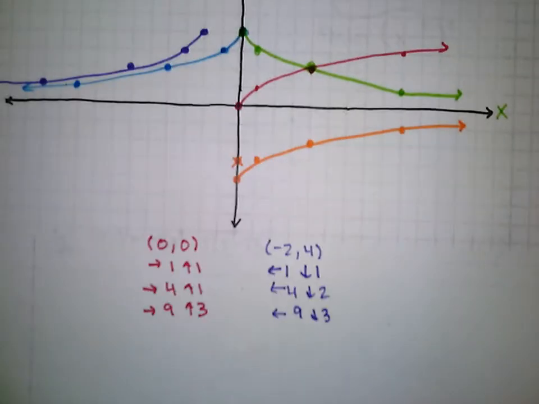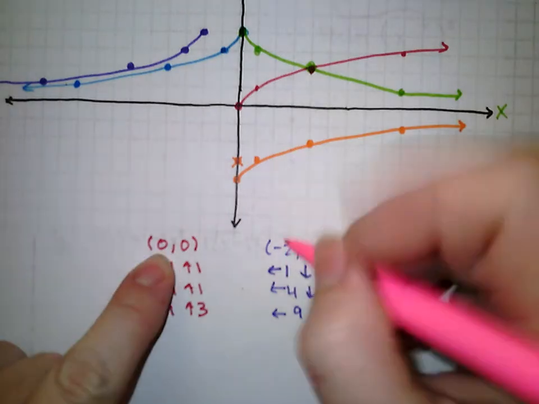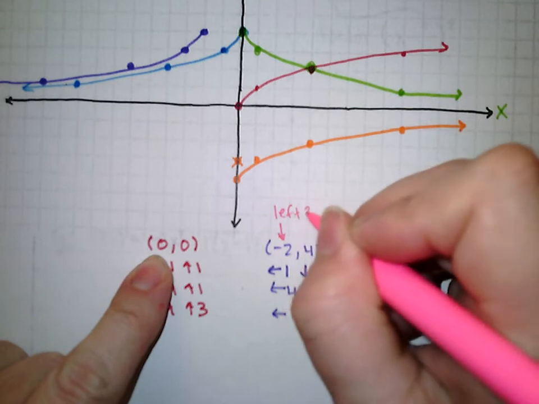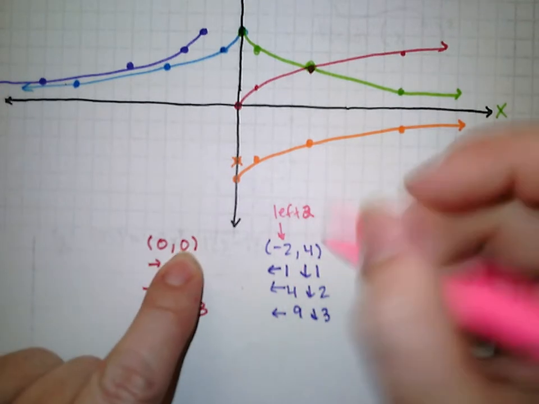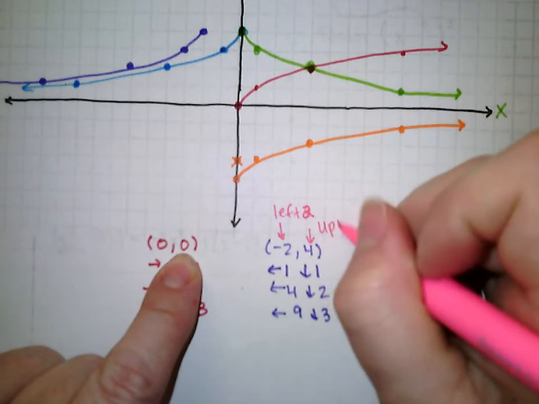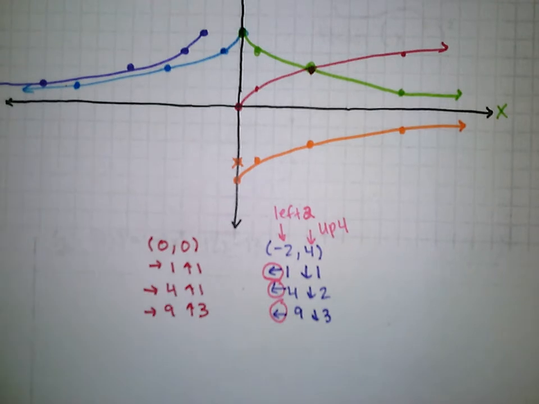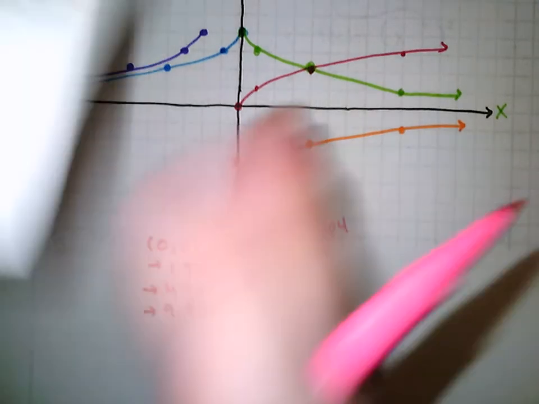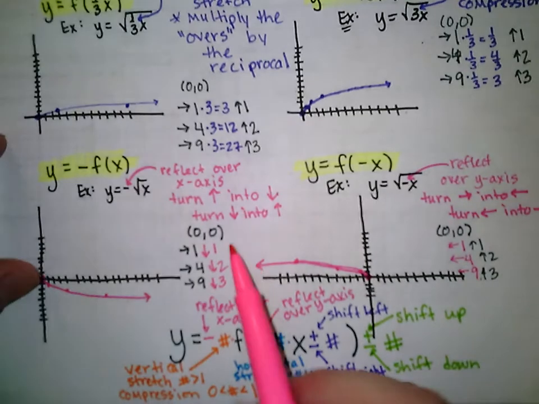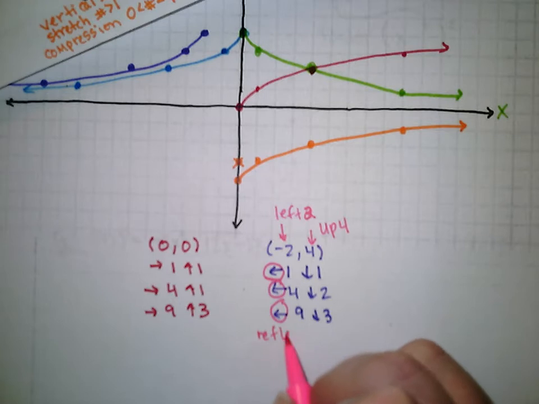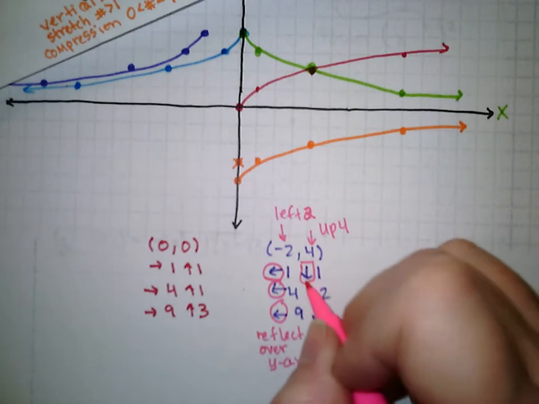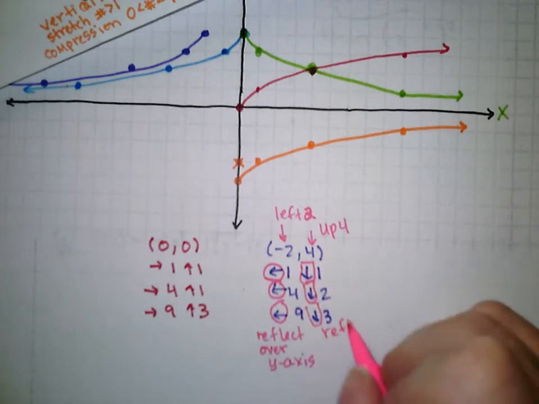So what are those transformations? Well, the transformations from the original: shifted left 2, and up 4. Remember that, if you go back to our reflections where we talked about those, changing our lefts into rights reflected over the y-axis. And changing our ups to downs reflected over the x-axis.